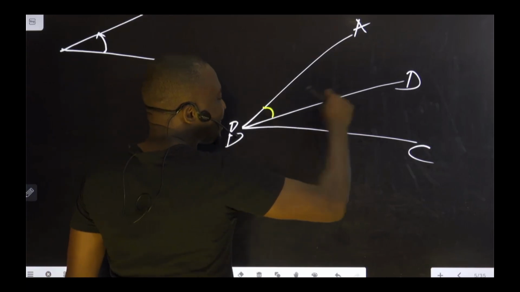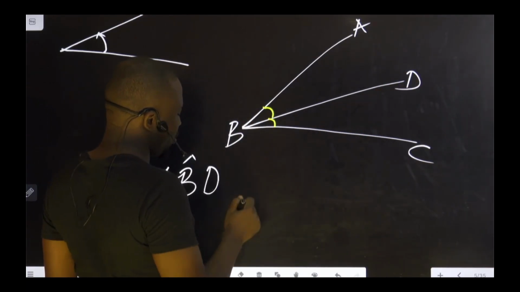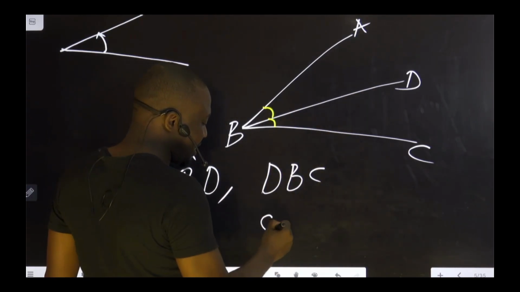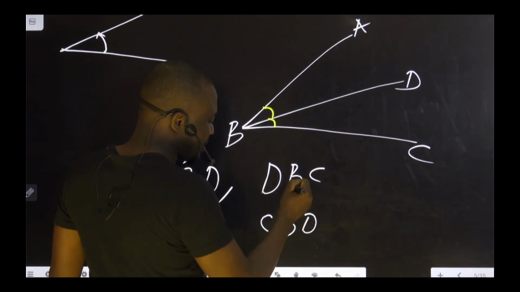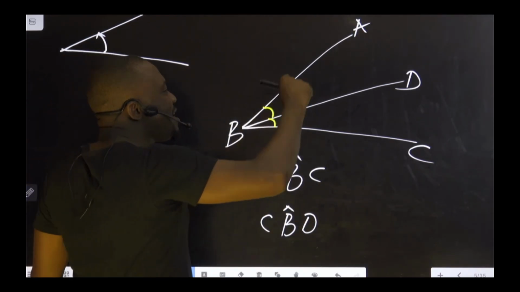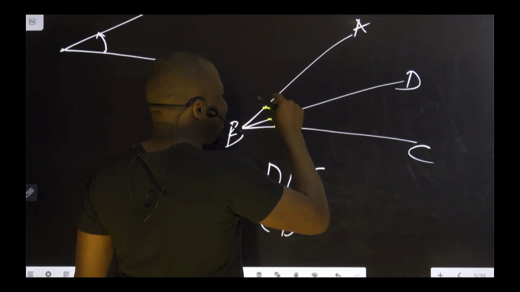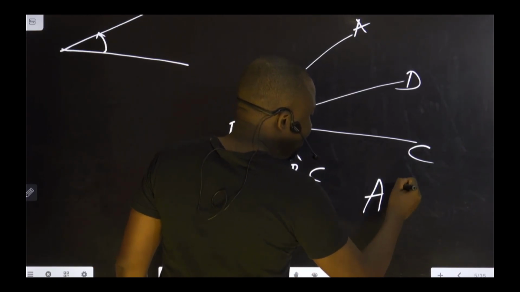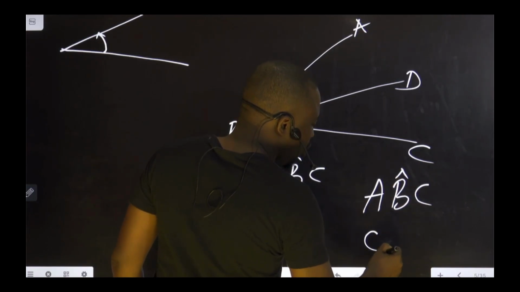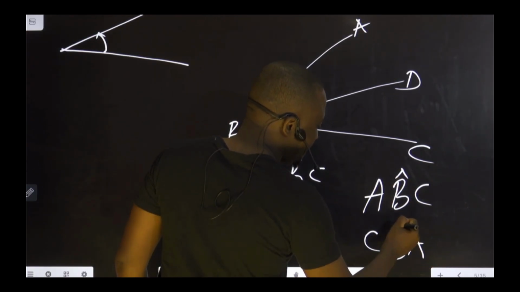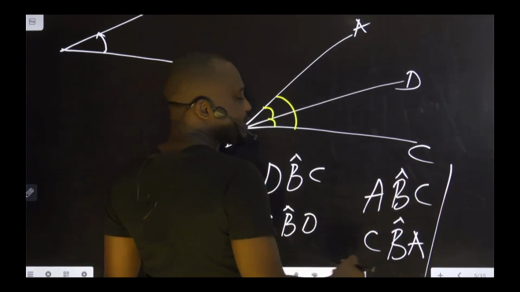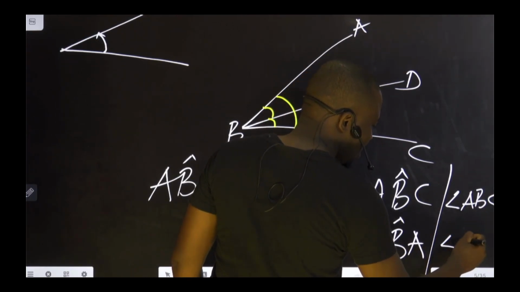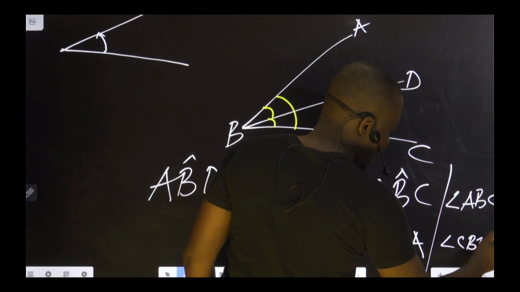Between this line and this line, there is another angle. We call that D, B, C, or you can also call it C, B, D. You will also agree with me there's a space between A and C here. So we say this is what? A, B, C. You can also call it C, B, A. You can also describe this as A, B, C, or this as what? Angle C, B, A. Okay?